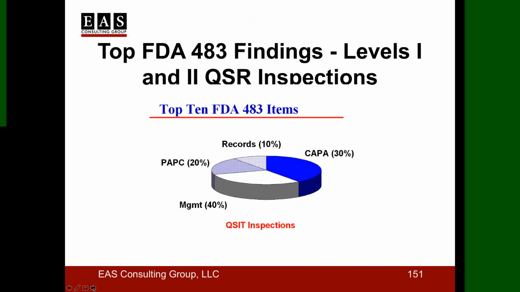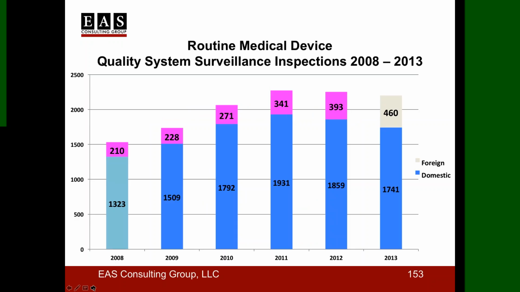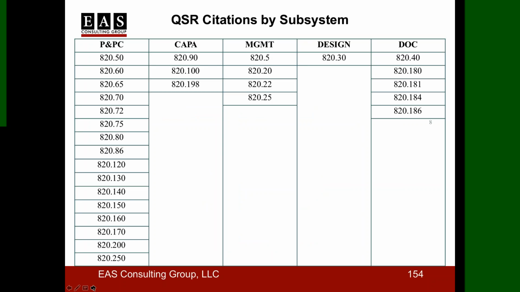Basically for medical devices, these are the key ones for QSIT: controls, production process control, the CAPA system, and records in general. They flip back and forth for each year. Same thing for non-QSIT types of inspections, these for cause, etc. So again, here they are for each year, just generally. Here they are by the different subsystems.